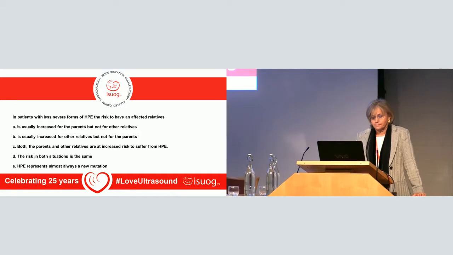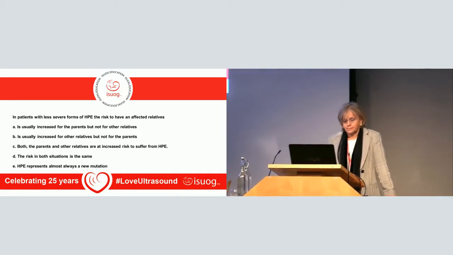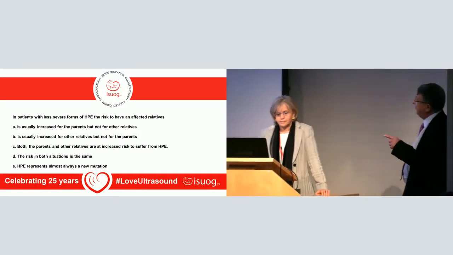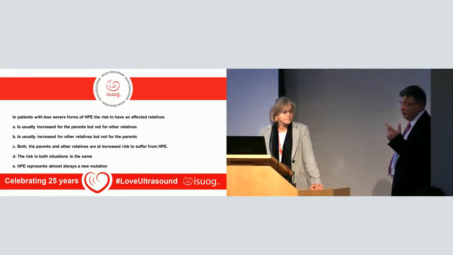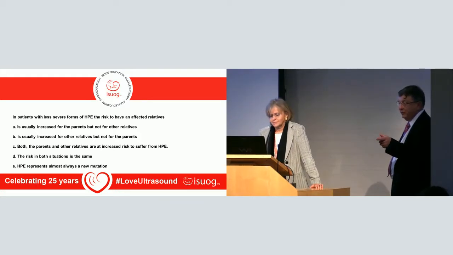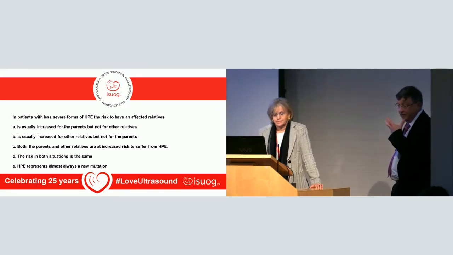In patients with least severe form of holoprosencephaly, the risk to have an affected relative is usually increased for the parents but not for the relatives, because they have the possibility to reproduce. If there are more severe forms of holoprosencephaly, usually the chances that one of the relatives is sick are bigger because the parents should be normal. You understand? If it's a less severe form, probably one of the parents is affected, as I showed in the case with the dysmorphic man, or of the woman with the single incisor.